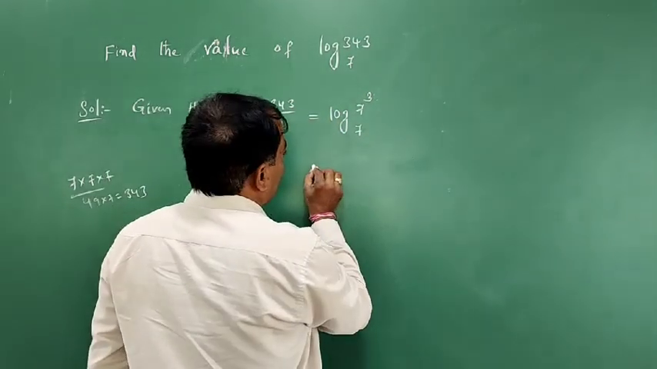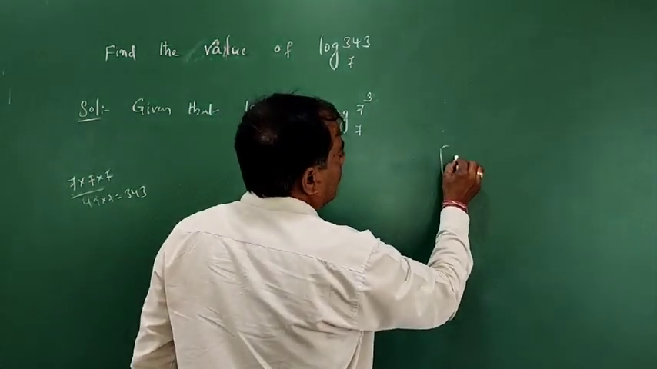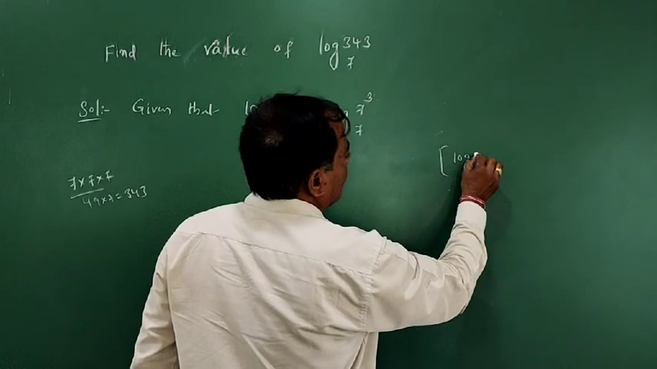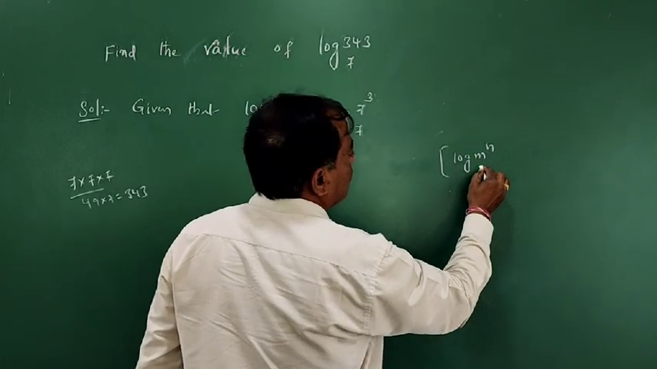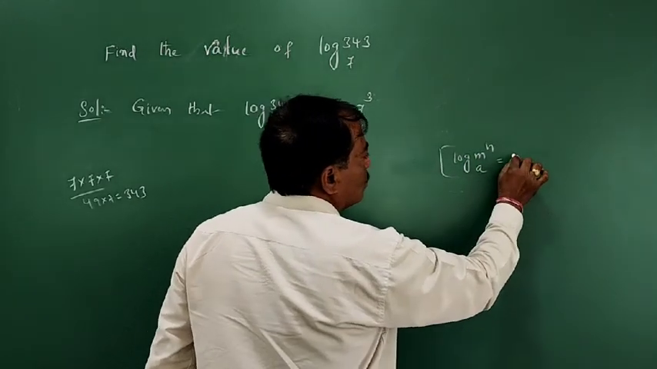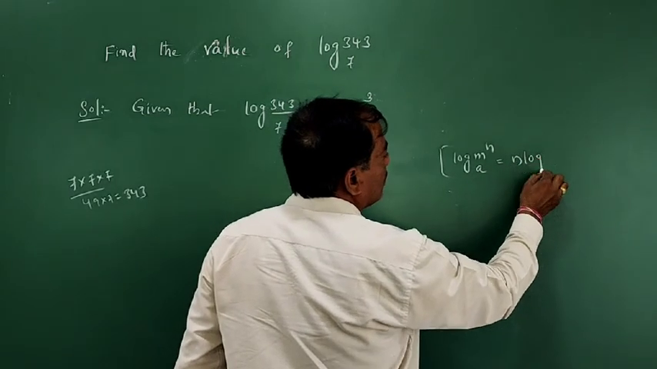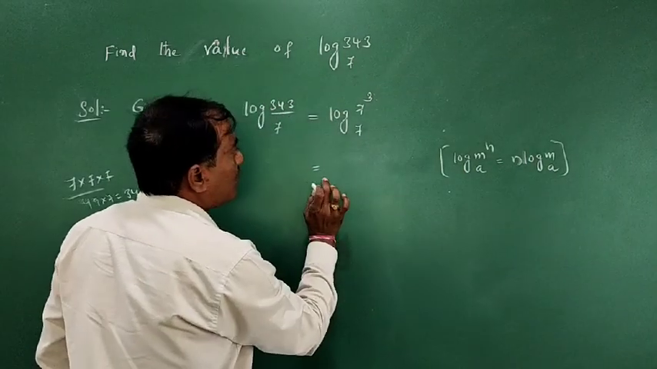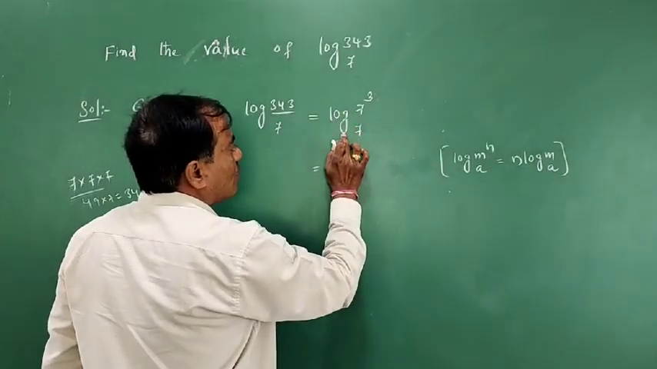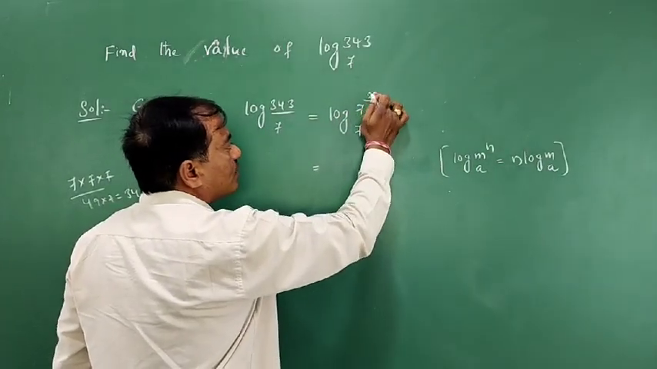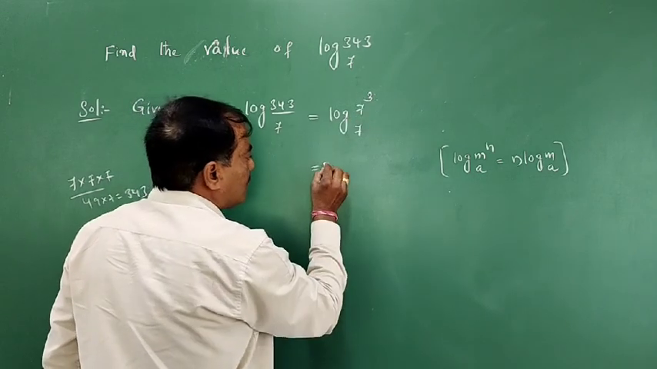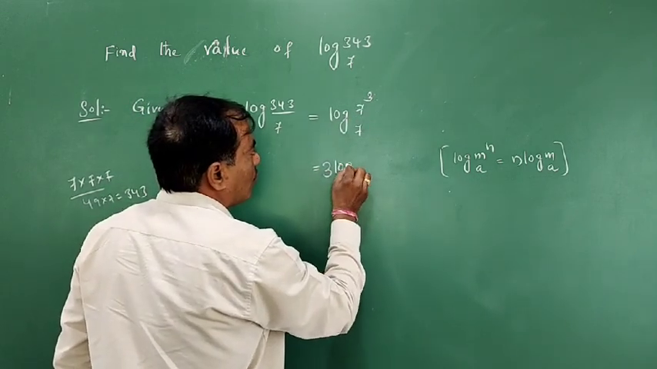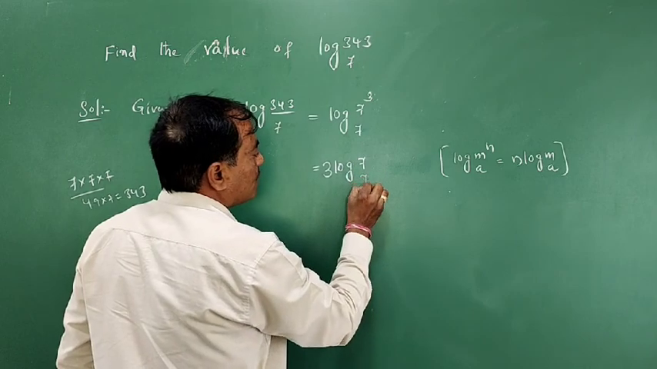We know one of the properties: log m to the power of n to the base a is equal to n log m to the base a. By using this property, it can be written as 3 log 7 to the base 7.